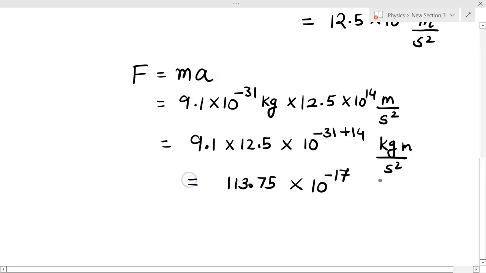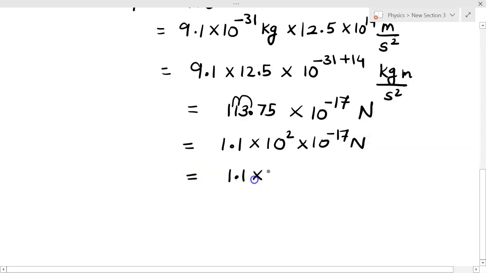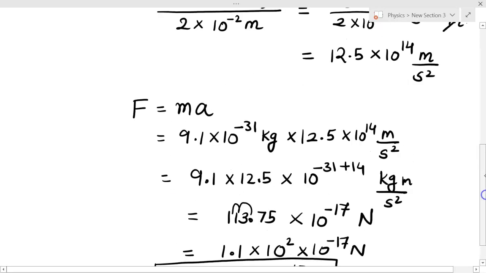113.75. So this is Newton, the unit of force. So this will be equal to 1.1. I am shifting this decimal 2 places, so here I will get 10 to the power plus 2, 10 to the power plus 2 into 10 to the power minus 17 Newton. So the answer I will get is 1.1 into, adding this power, minus 17 plus 2 is minus 15. So the force acting is about 10 to the power minus 15 Newton. Okay, so this is the answer.